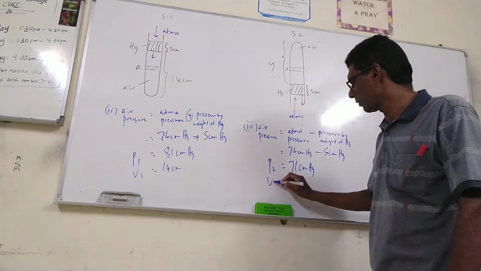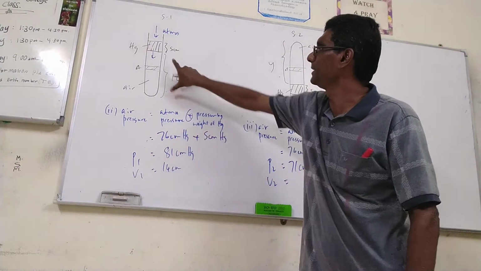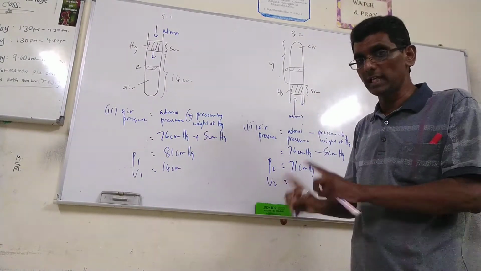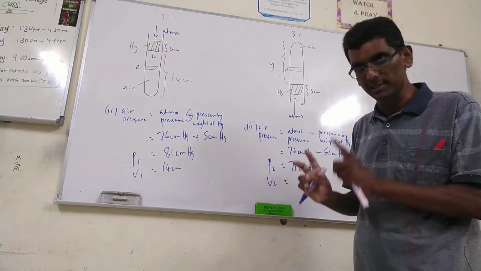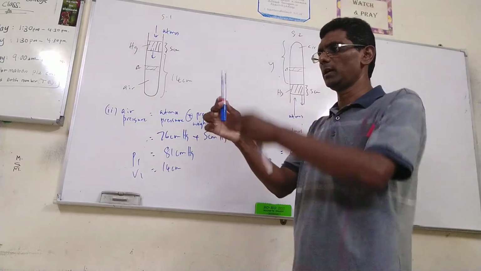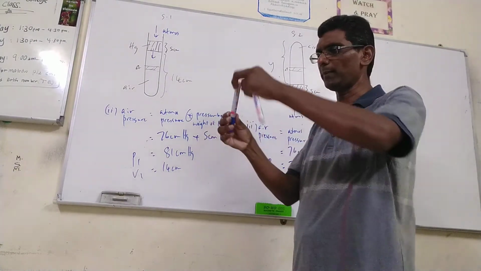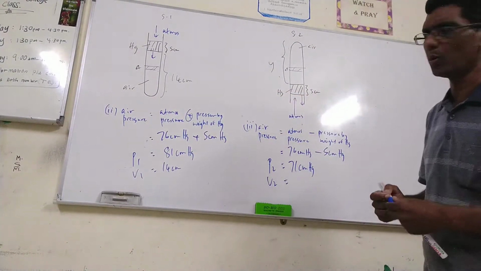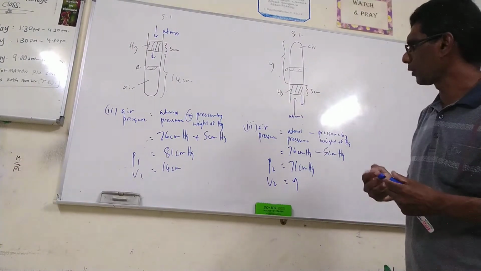For this one, the length of air column is V2. What is V2? This is V1, 14 cm. For V2, it's the same tube, the same gas, the same air trapped inside. It is not two different tubes. The tube is like this, and the tube like this. In 5.1, it's upright. In 5.2, it's upside down. So that is called volume 2. Volume 2 is Y cm.